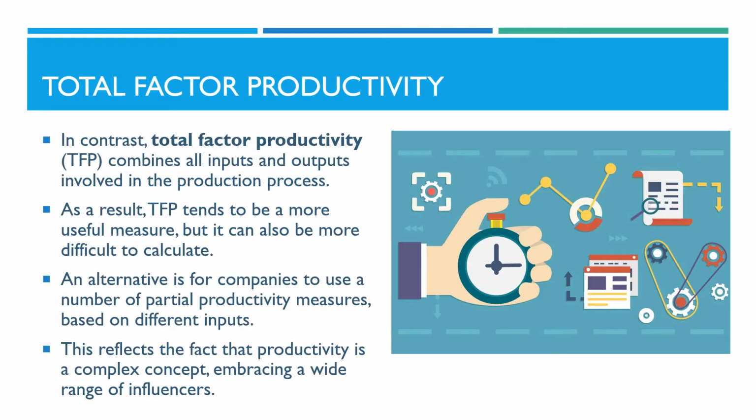In contrast, total factor productivity, or TFP, combines all inputs and outputs involved in the production process. As a result, TFP tends to be a more useful measure, but it can also be more difficult to calculate. An alternative is for companies to use a number of partial productivity measures, based on different inputs. This reflects the fact that productivity is a complex concept, embracing a wide range of influences.